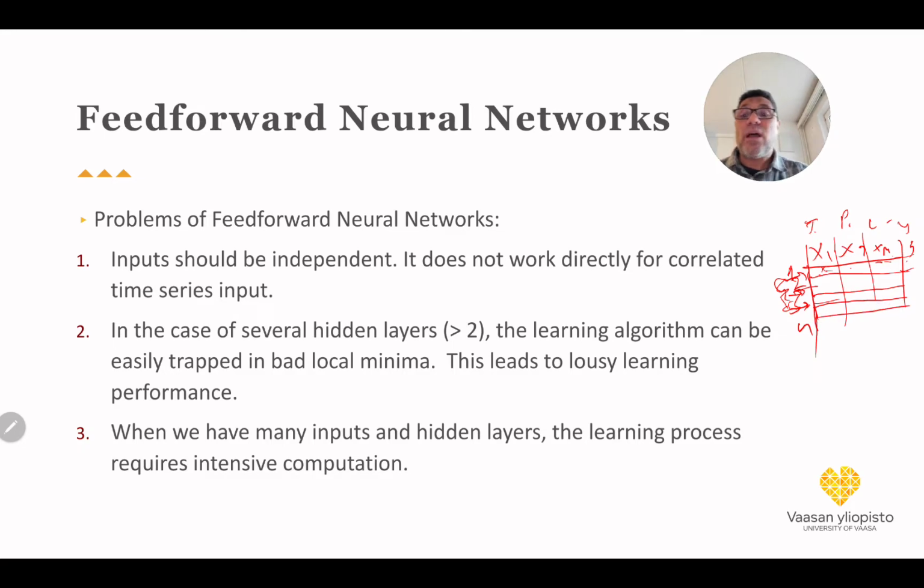Also, there is another problem in the case of several hidden layers. If you have many hidden layers, more than two, so for example you have the input layer, the output layer, and the hidden layers, then the learning algorithm can easily get trapped in a bad local minimum. Because the learning process depends on what is known as the steepest descent algorithm. It is one of the optimization techniques that we use in order to find the optimum weights.